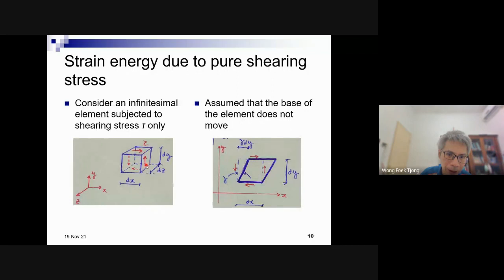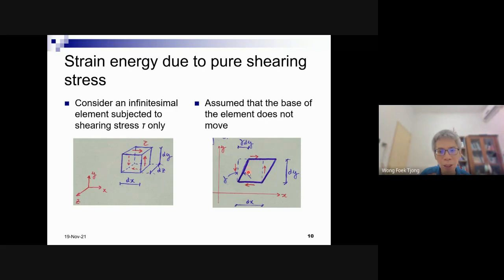But under pure shear like this, let's say the size of this box is dx, dz, dy. It represents an infinitely small material point subjected to pure shear tau. Because of the presence of the pure shear, it undergoes deformation like this. This is the original configuration. This is the deformed configuration.